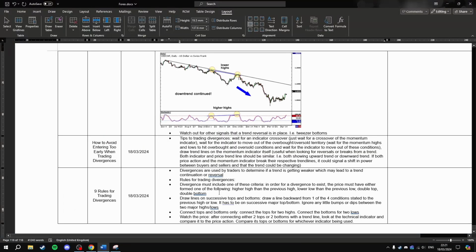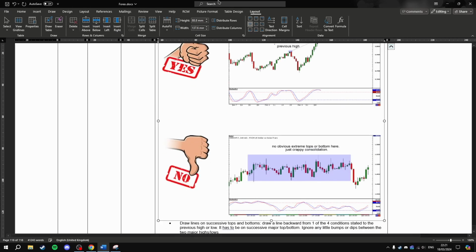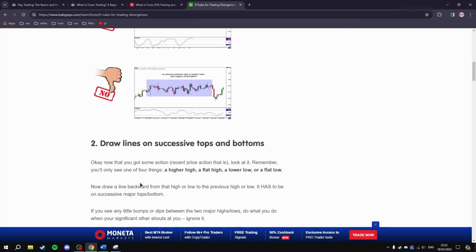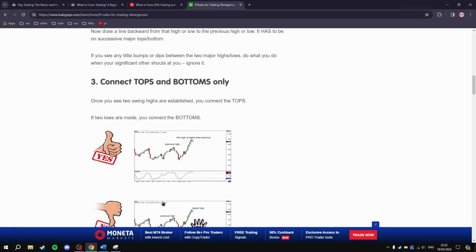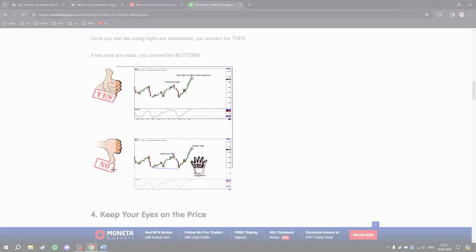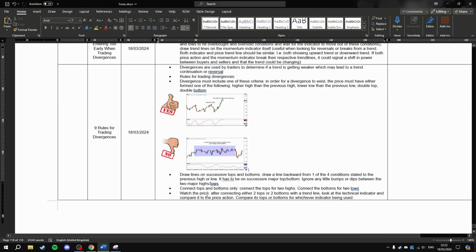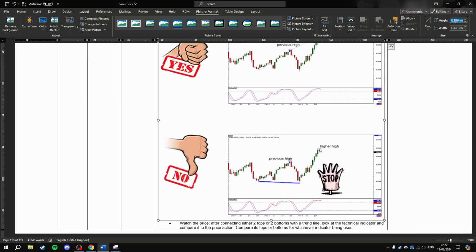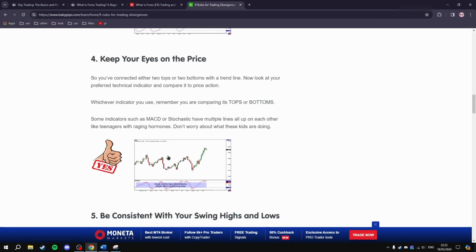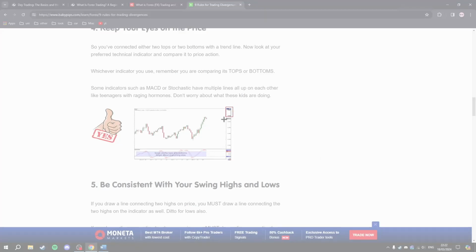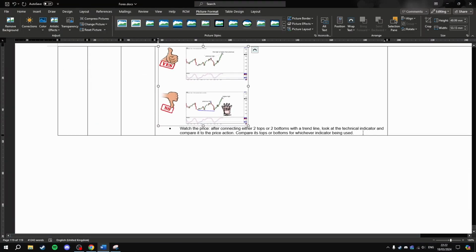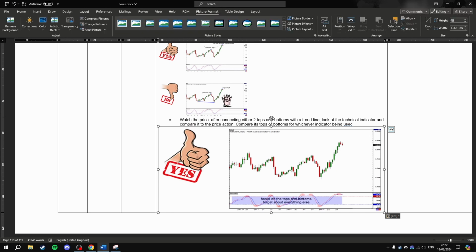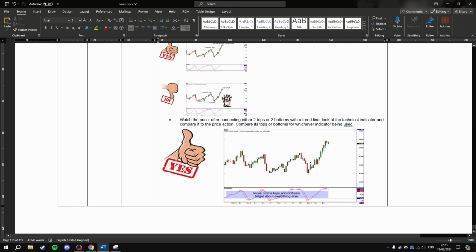So step 1. Step 2 is that. Step 3 has that. One, two, three. Keep your eye on the price, whichever indicator is being used.